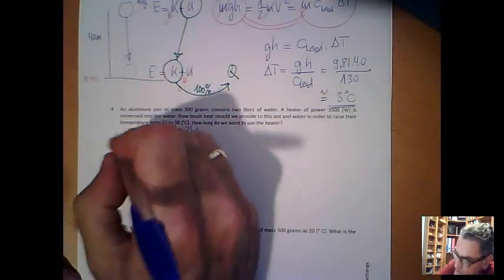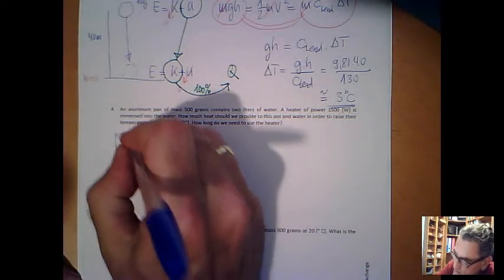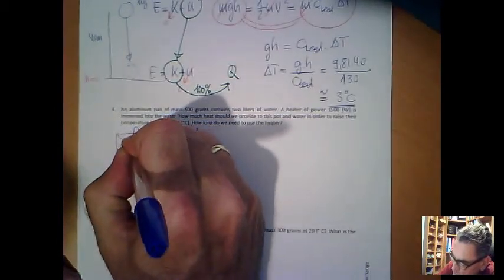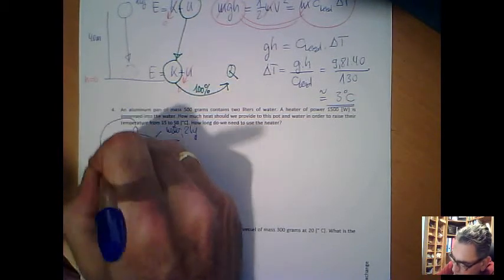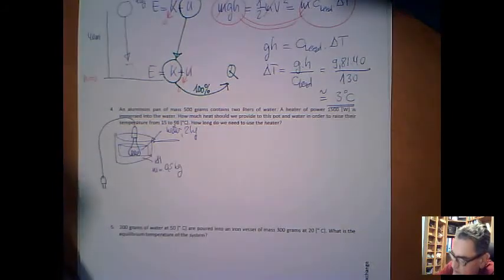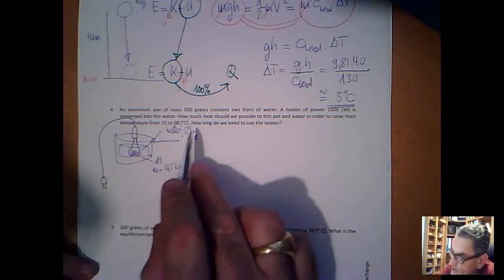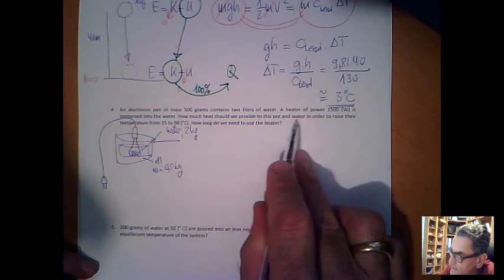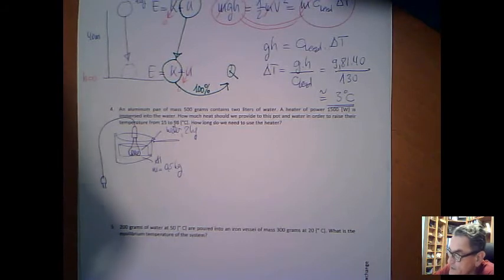Then we have a heater of a power of 1500 watts in the bath. So a heater, I mean one of these heaters that you can put in the water like that. Okay, it's basically a heating resistance. You know what I mean? These very basic heaters that you can put into the water, which are very efficient, by the way. Okay. And how much heat should we provide to this pot and water in order to raise their temperature from 15 to 90 degrees? How long do we need to use the heater?